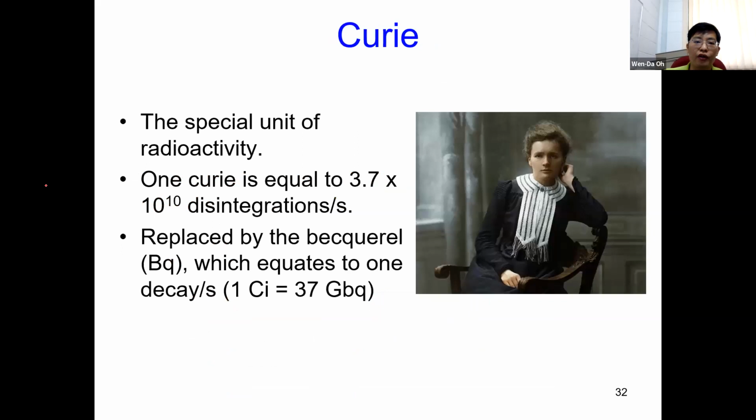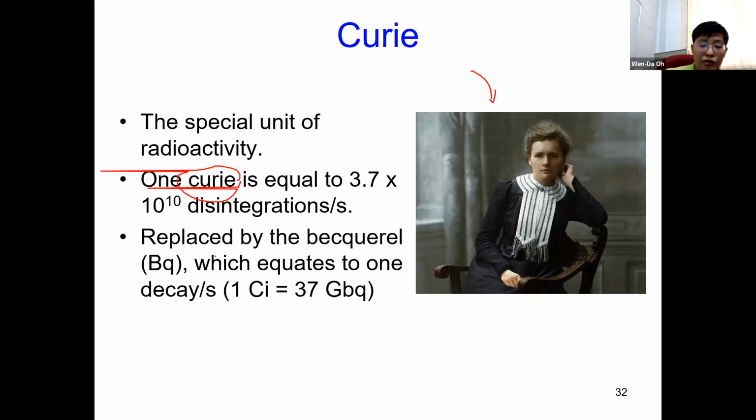Okay, so for the units for radioactivity, we usually use this 1 curie, which is equal to 3.7 times 10 to the power 10 disintegrations. You use this unit. This is to remember this woman over here. This is Marie Curie. She won a Nobel Prize 2 times, one in physics, one in chemistry, for her work on radioactivity.